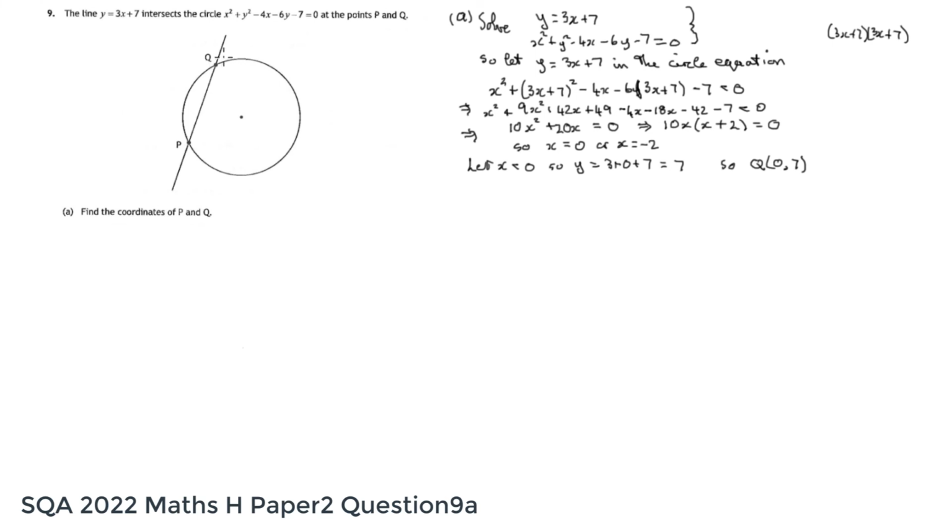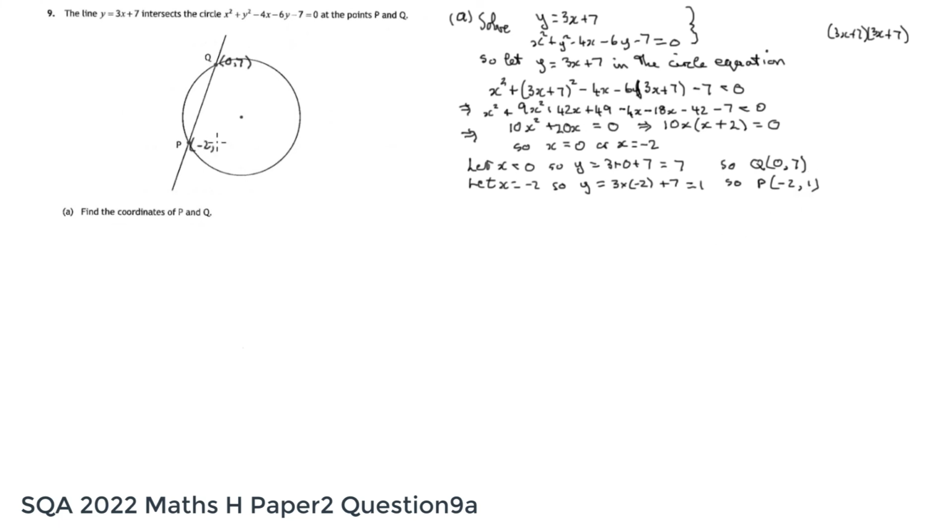And we'll put that up here, 0, 7. And let's tackle the second value that we found, negative 2. So what would y be in this case? It would be 3 times negative 2 plus 7. Well, that's negative 6 plus 7, that's 1. So the other point on this diagram, the point P, will be negative 2, 1.